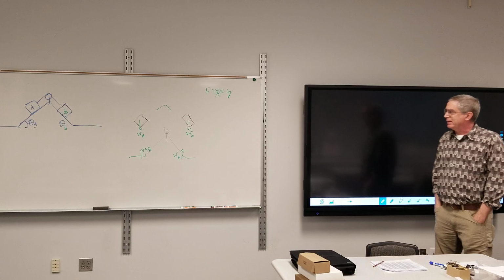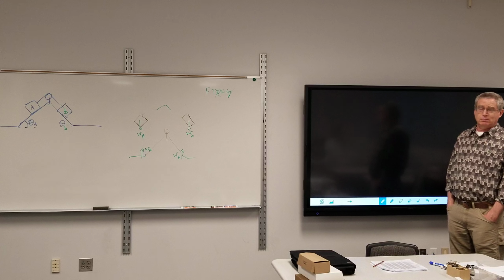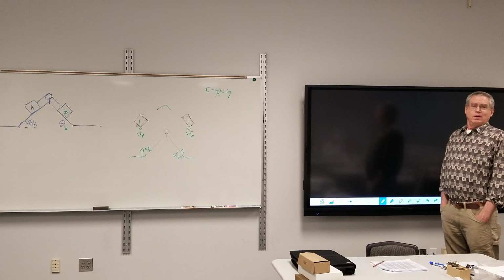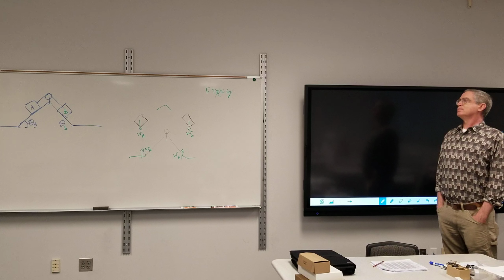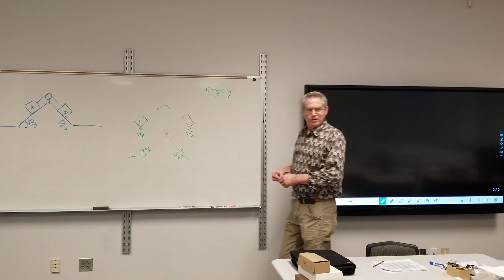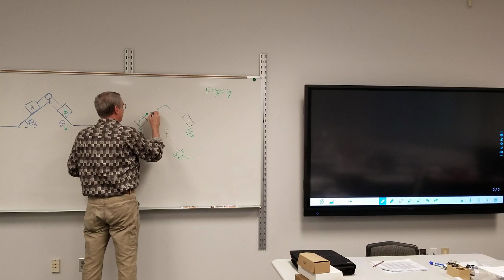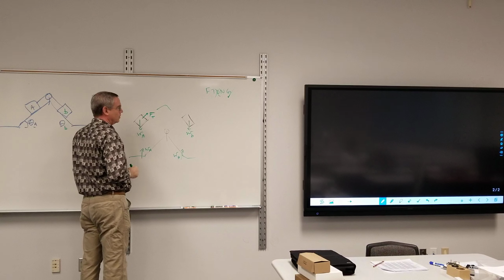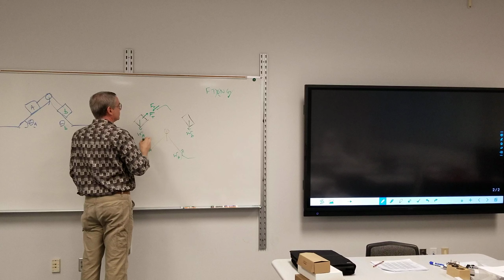Next. Tension. Which way is tension acting on what? The rope is pulling on box A, pulling it up the ramp. So I've got my tension here. The box is also pulling the rope itself towards it. Tension there.